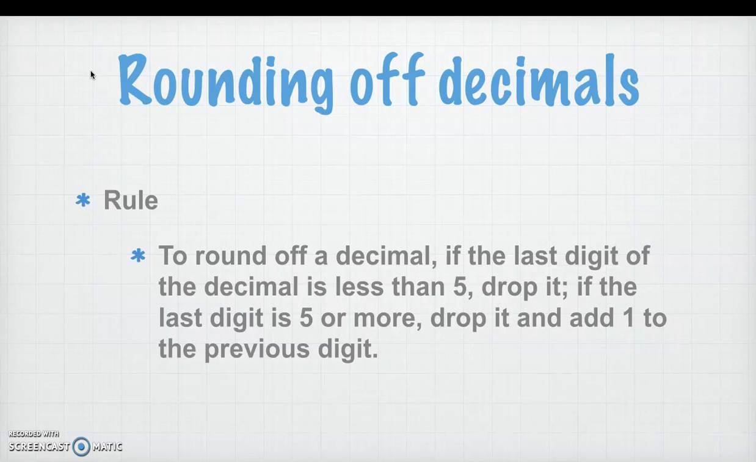So if it is less than 5, all you do is drop that number. If it is 5 or greater, you're also going to drop it, but you have one more step, which is what? Add 1 to the previous digit. Let me give you an example for our lesson.